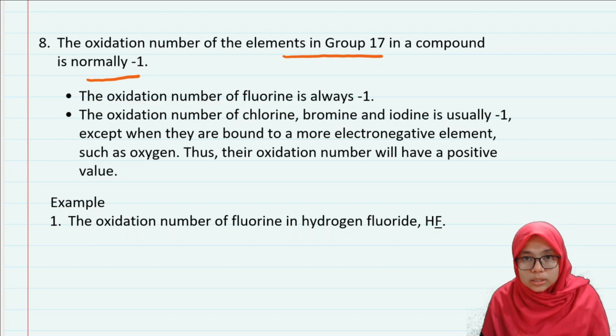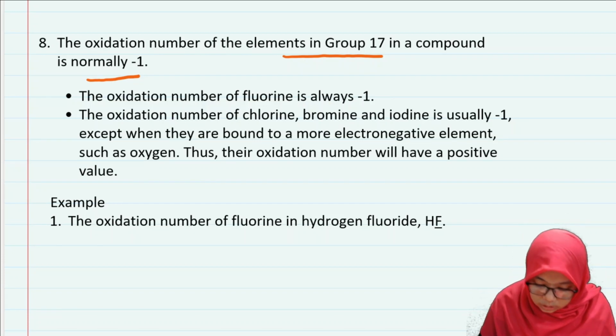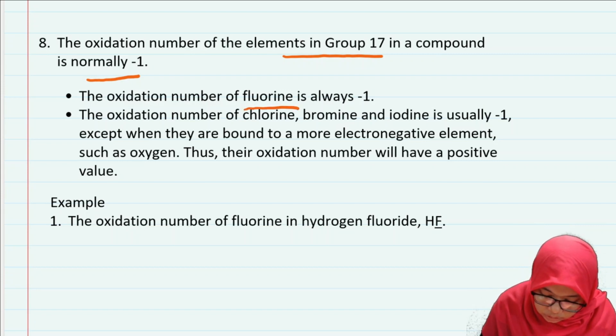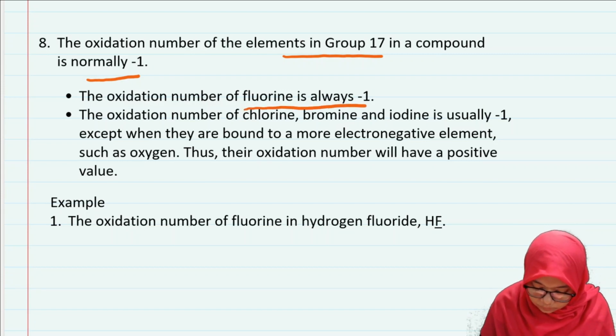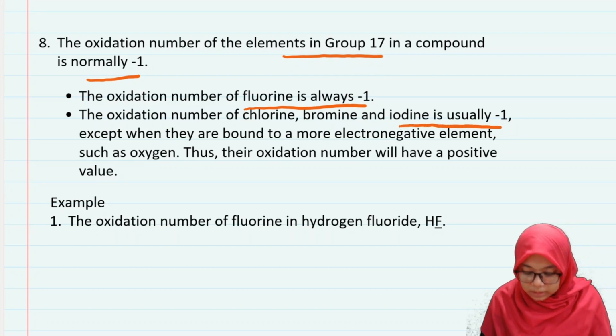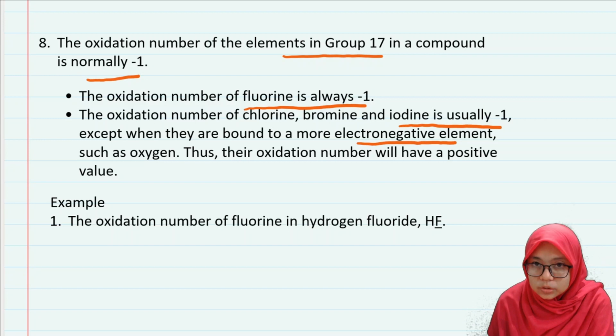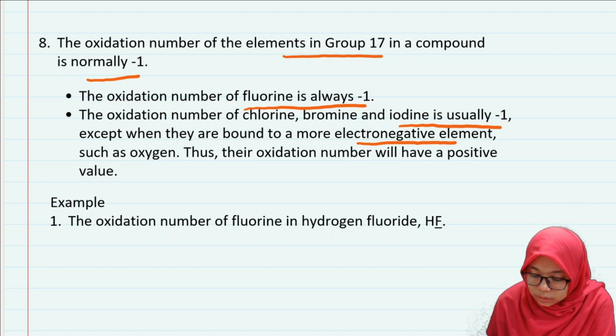So the atom will accept 1 electron, so it usually has a -1 charge. The oxidation number of fluorine is always -1. The oxidation number of chlorine, bromine and iodine is usually -1, except when they are bound to a more electronegative element such as oxygen. What does it mean by electronegative element?